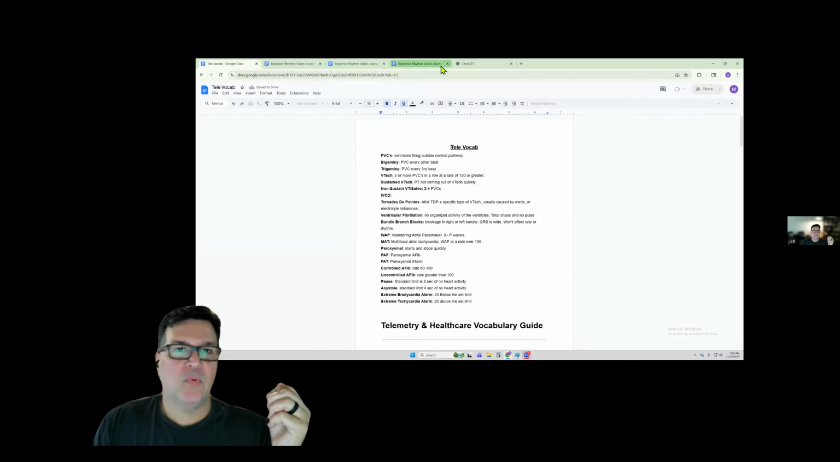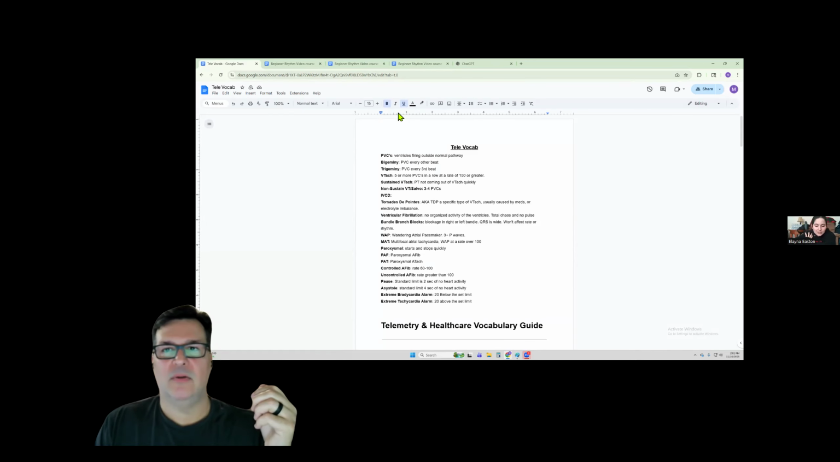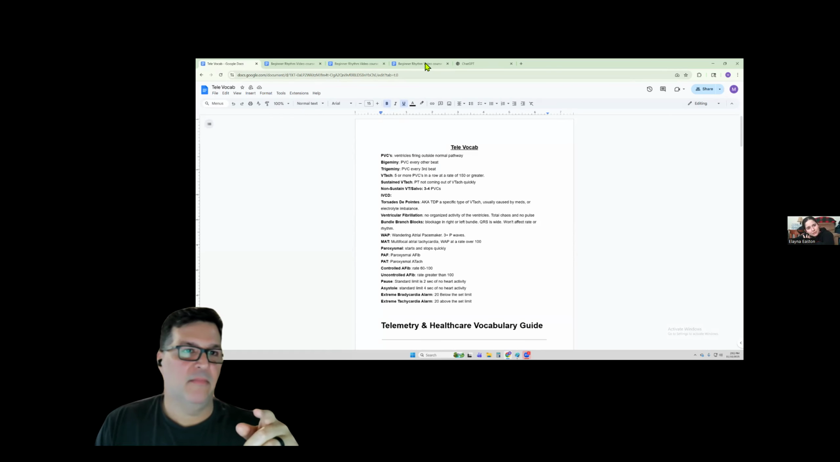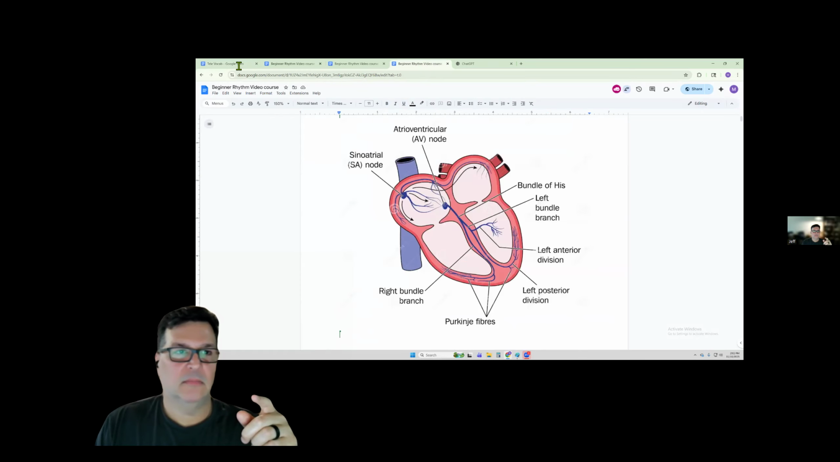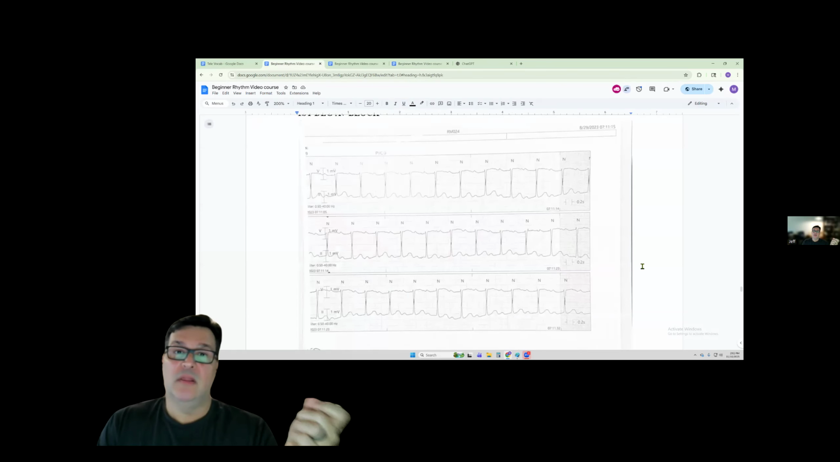What else? Oh, this is the best. The PR interval is going to be different. I'm finding my strip. I lost it already. Right there. So the PR interval is greater than 0.20.